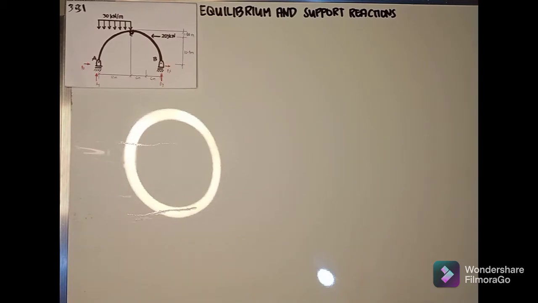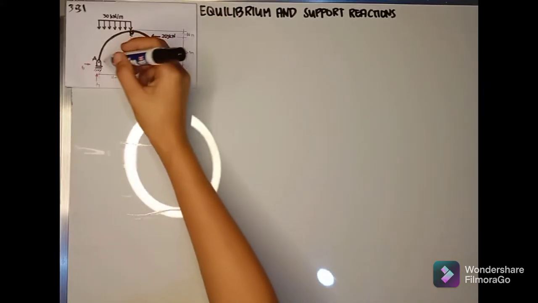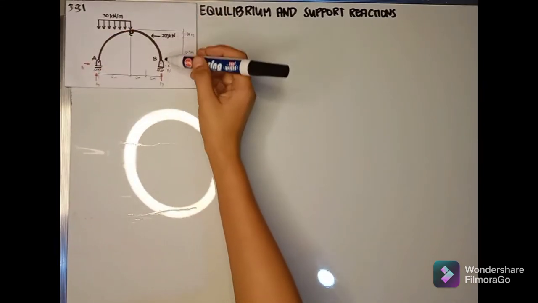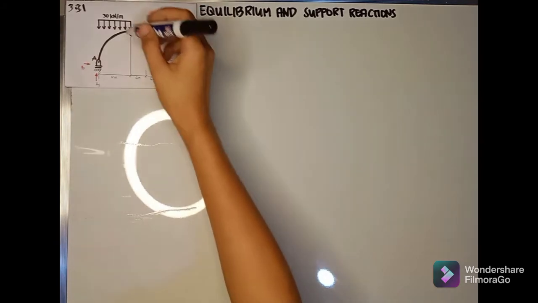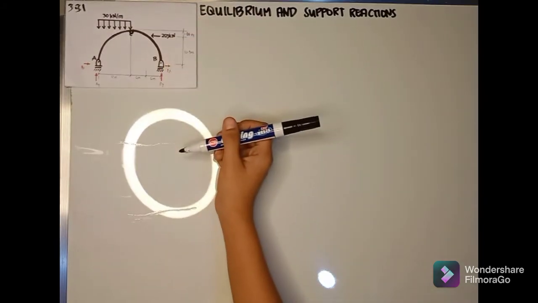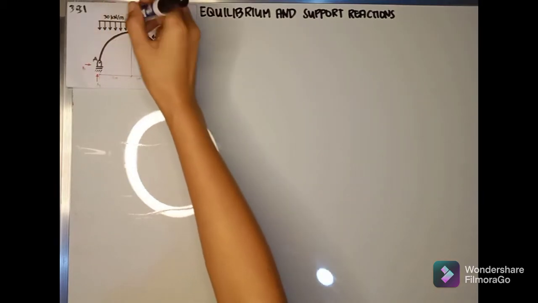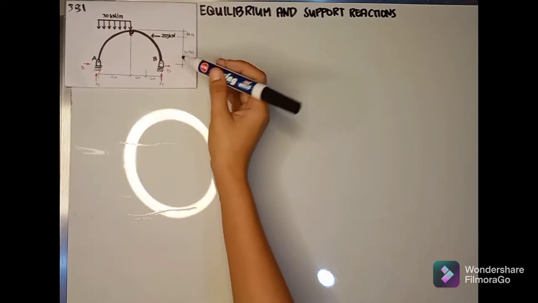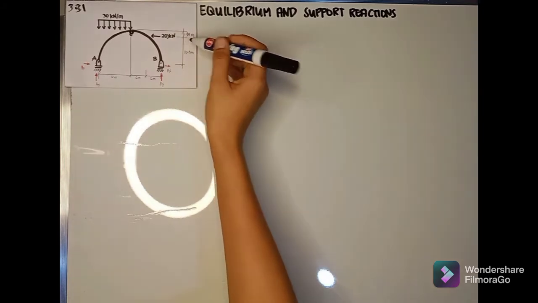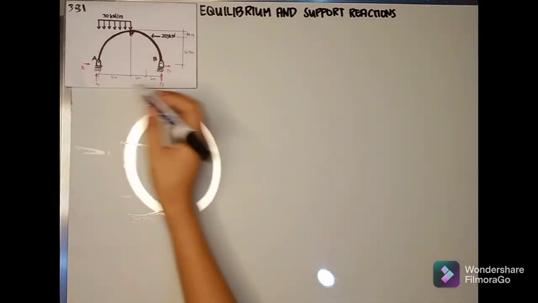For our first problem, in equilibrium and support reactions, we have here problem 3.31. An arc that is supported by hinge in point A and point B, and meron siyang internal hinge sa point C. Meron ring uniformly distributed load na 30 kN per meter, tsaka horizontal load na 200 kN to the left. So, apat yung ano natin dito.